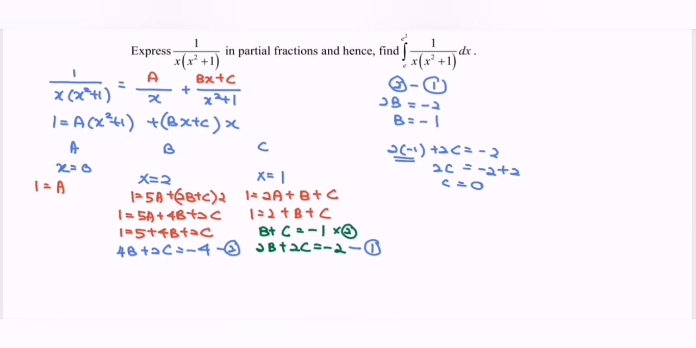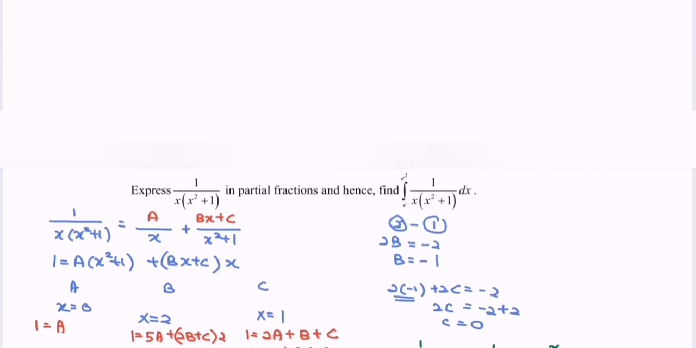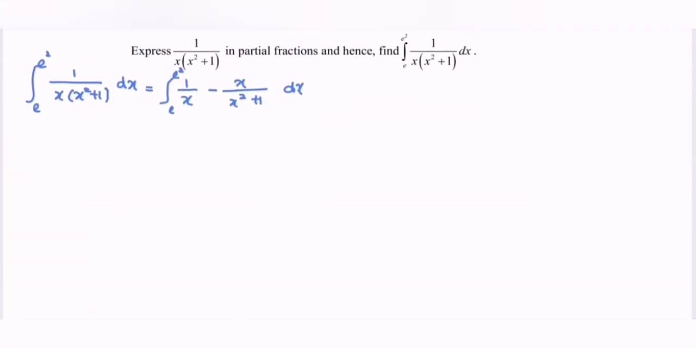So finally, we rewrite: 1 over x multiplied with x squared plus 1 is equal to A over x, plus Bx plus C over x squared plus 1, where B is -1. So here we have -x over x squared plus 1. Next, focus on the second part, where we have to integrate. So now we are going to integrate.